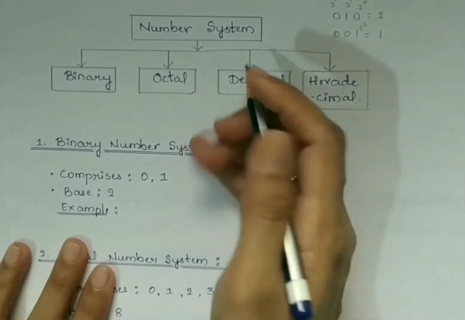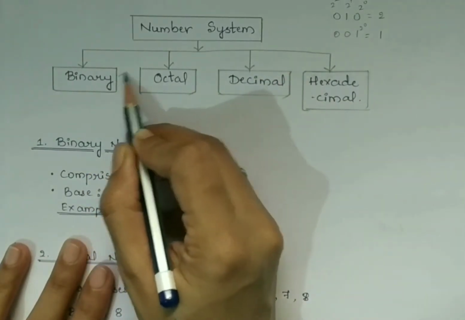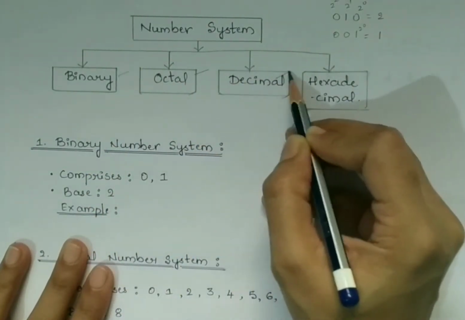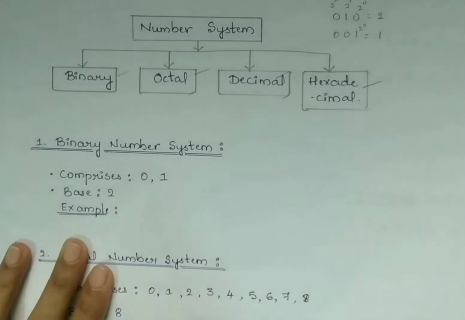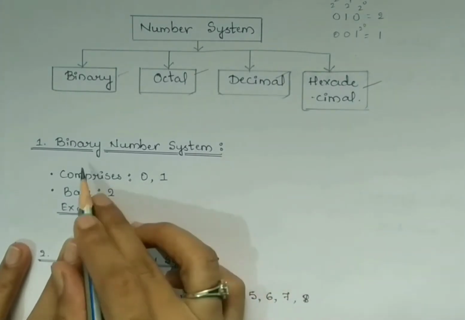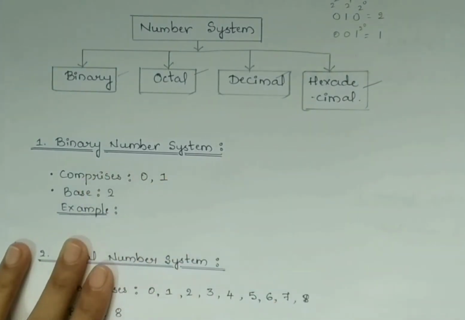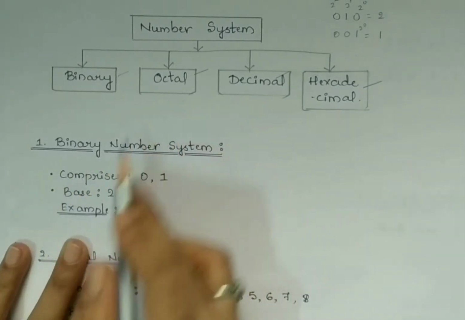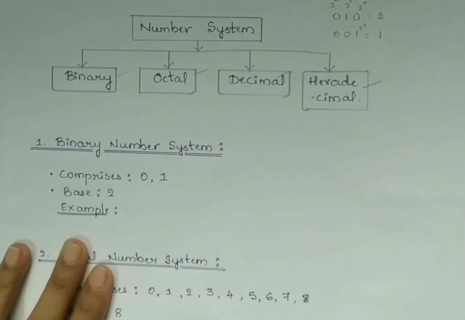The different types of number systems are binary number system, octal number system, decimal number system and hexadecimal number system. We all know what a binary number system is, so let us learn the binary number system.